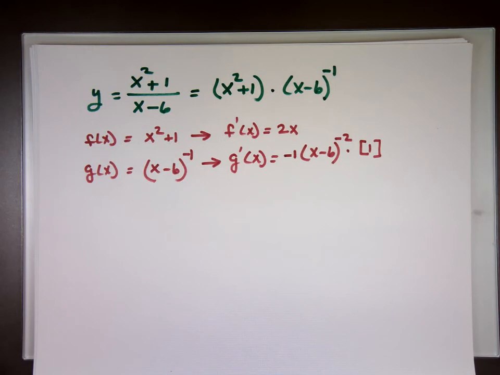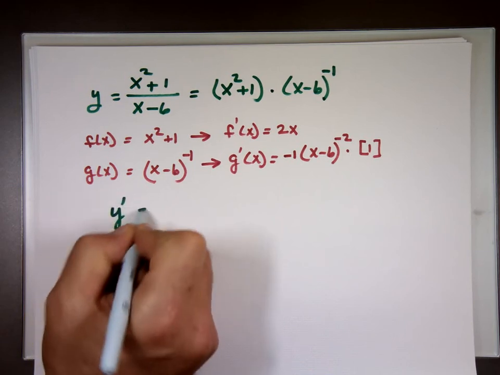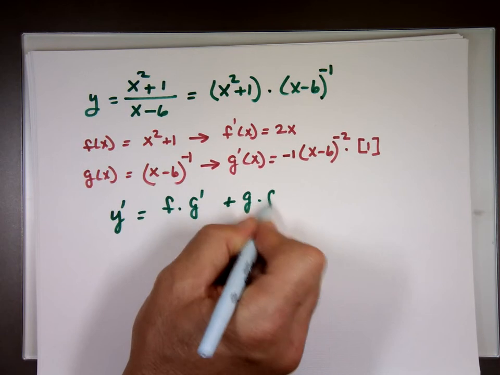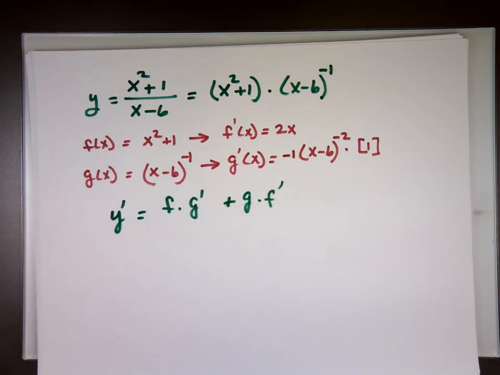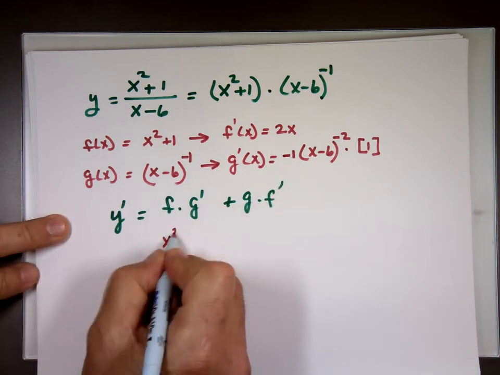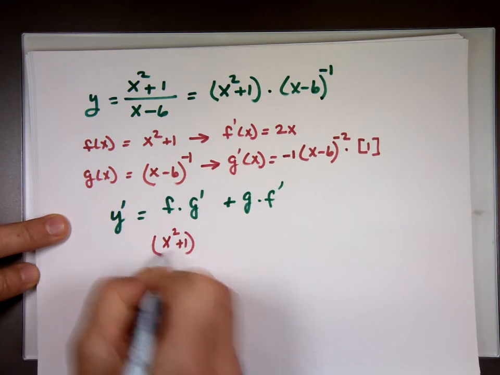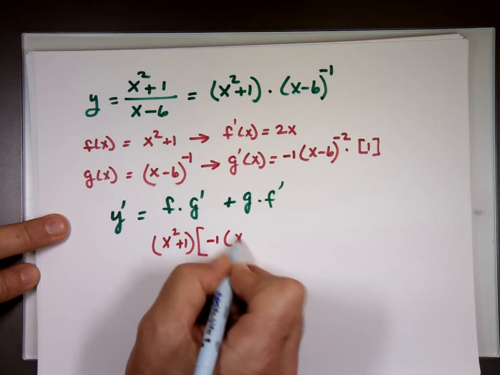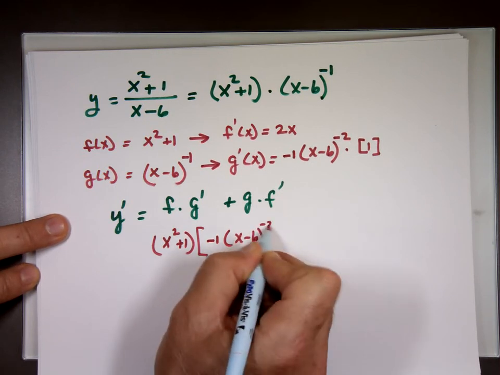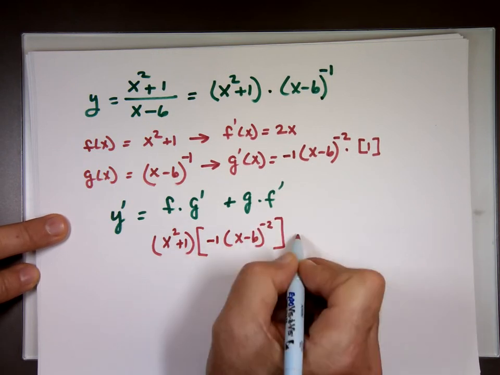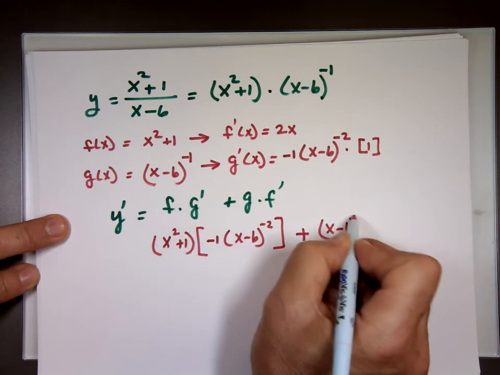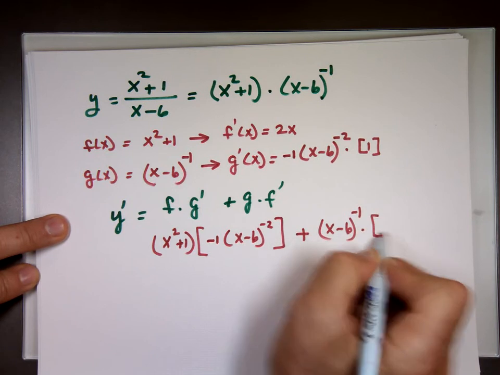So what is your answer? f times g prime plus g times f prime. f is x squared plus 1. g prime is what? That's this one. Minus 1 times x minus 6 to the negative 2, plus g of x times f prime, which is what? 2x.